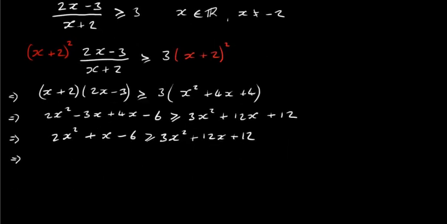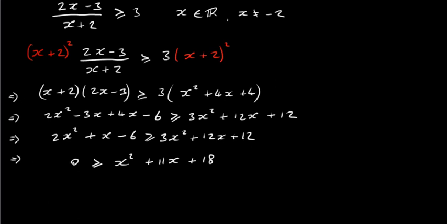Okay, so let's just bring everything over to one side. What I'm going to do here is, I've got a 3x squared here, I've got a 2x squared here, so I'm going to bring everything over to the right hand side, just keep everything positive. So 3x squared minus 2x squared will give me x squared, plus 12x minus x will give me plus 11x, plus 12 plus 6 will give me plus 18.